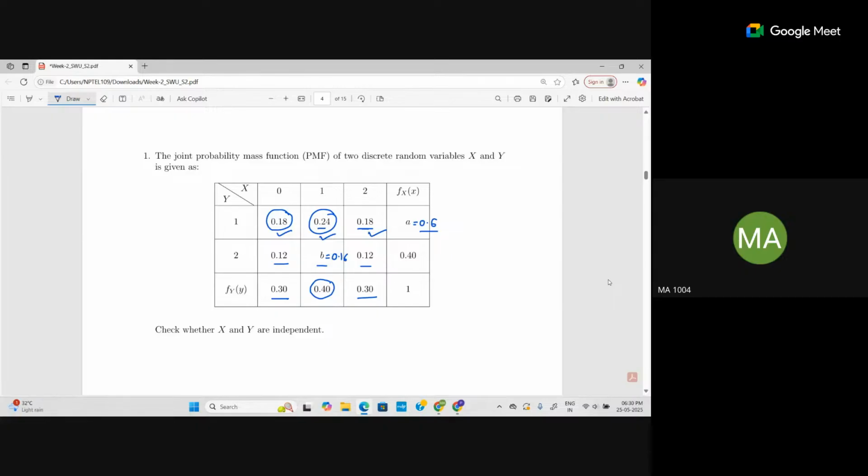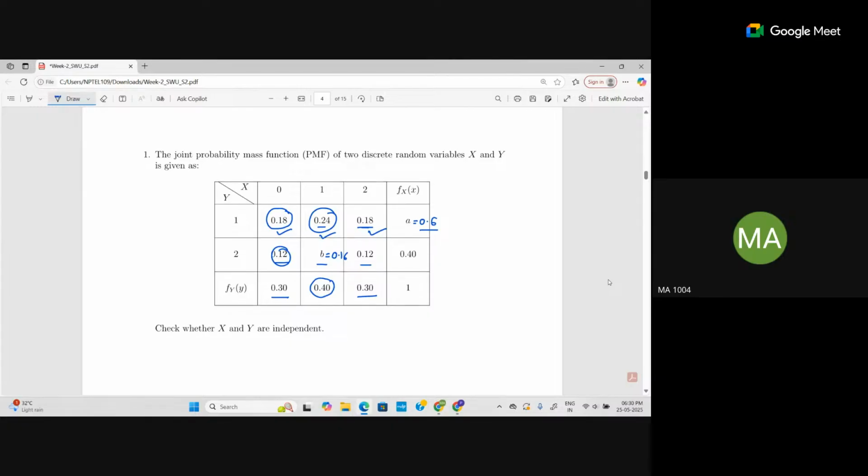So if the condition satisfies for all the cases, then only we can say that x and y are independent. If suppose for this case it is not equal to the product of marginal, then x and y will not be independent. So the condition should be satisfied for all the cases.